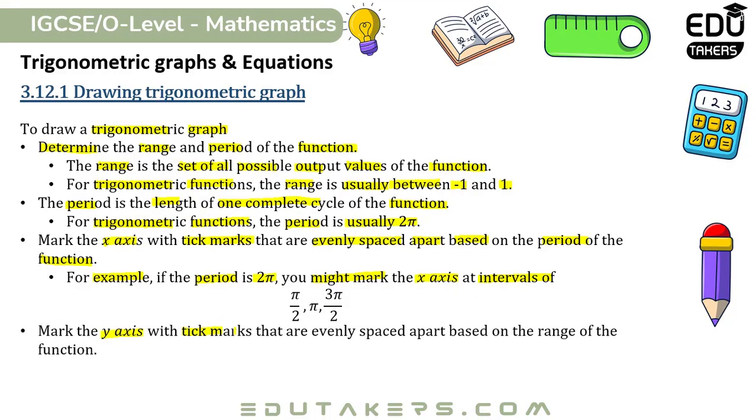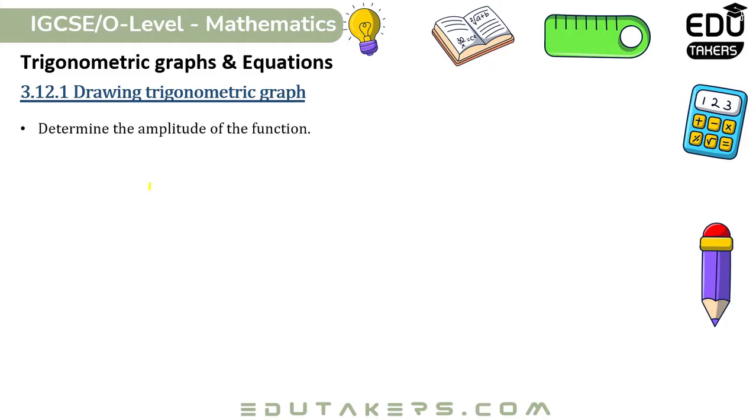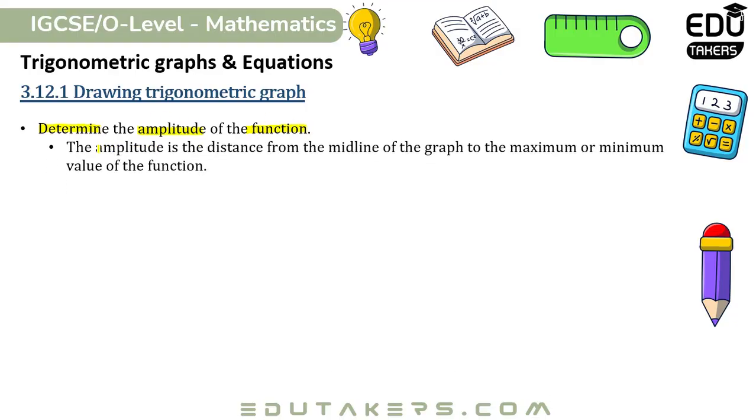Mark the y-axis with tick marks that are evenly spaced apart based on the range of the function. For example, if the range is between -1 and 1, you might mark the y-axis at intervals of 1 over 2. Determine the amplitude of the function. The amplitude is the distance from the midline of the graph to the maximum or minimum value of the function. For trigonometric functions, the amplitude is usually 1.